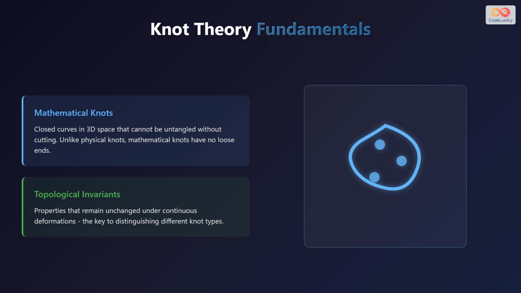The key to distinguishing different types of knots lies in what are known as topological invariants. These are properties that remain unchanged, even when the knot undergoes continuous deformations. These invariants help us classify and understand the different types of knots.